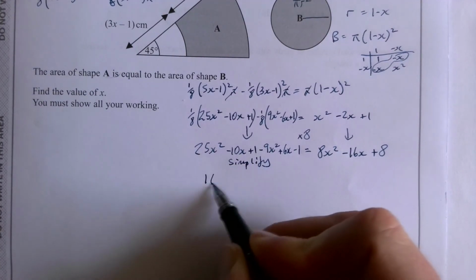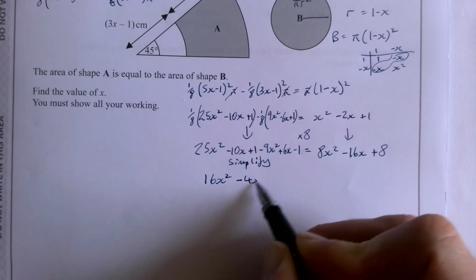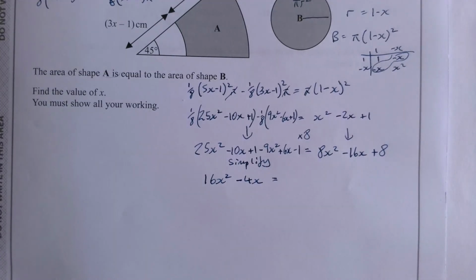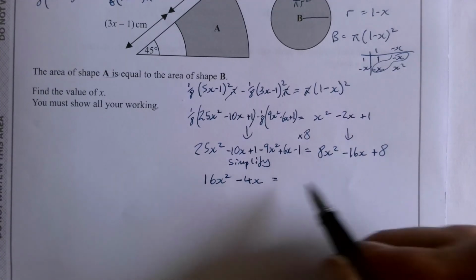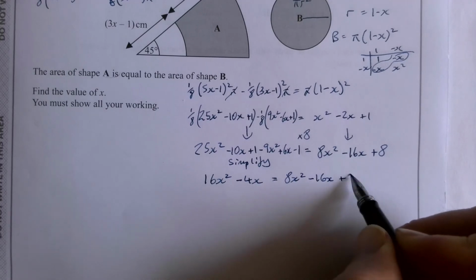25 take 9 is 16x squared. Minus 10 plus 6 is negative 4x. 1 take 1 is nothing. So I've got 16x squared take 4x. Over here, I've still just got 8x squared take 16x plus 8.